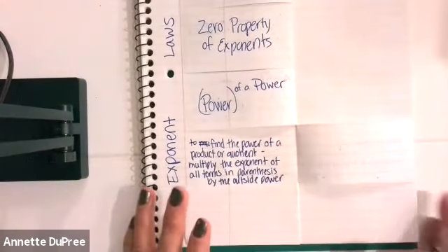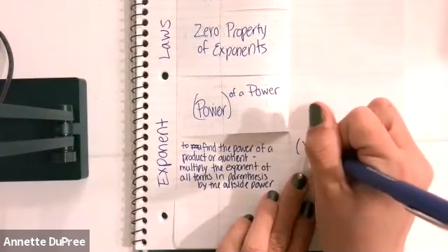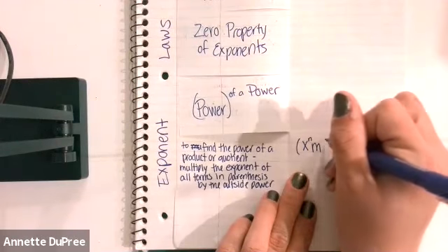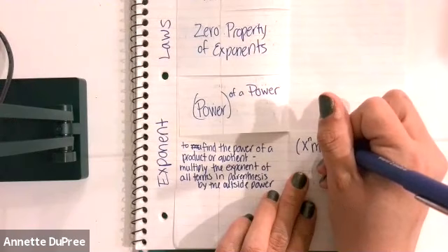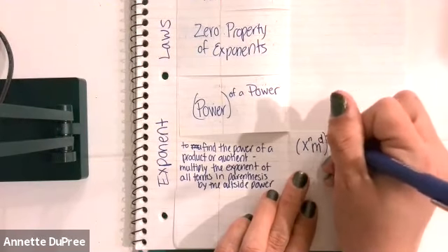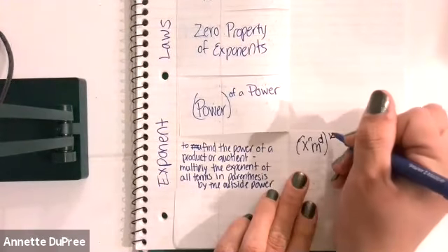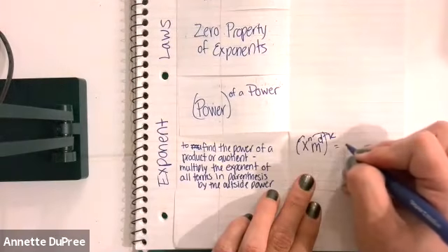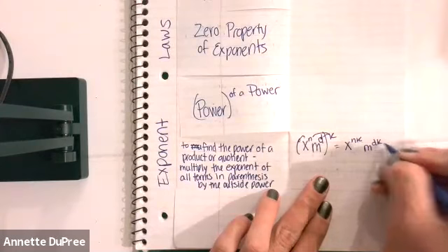What does that mean? That means that if we have, for example, x to the n, m to the d, raised to the k power, we're going to multiply both of these by k. So we get x to the nk, m to the dk.